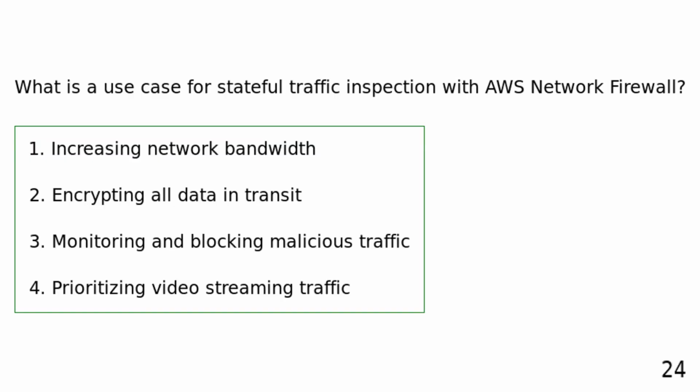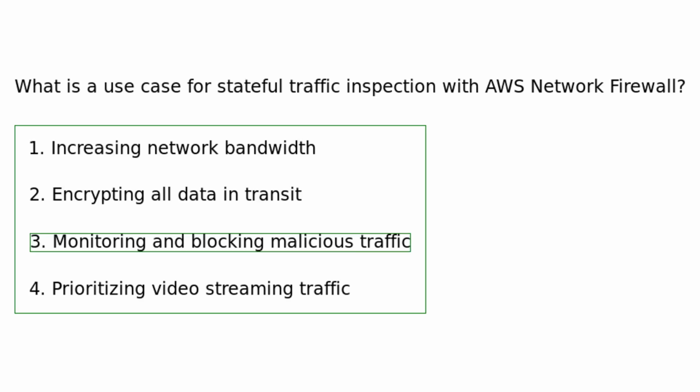What is a use case for stateful traffic inspection with AWS Network Firewall? Increasing network bandwidth. Encrypting all data in transit. Monitoring and blocking malicious traffic. Prioritizing video streaming traffic. Stateful traffic inspection with AWS Network Firewall allows for monitoring and blocking of malicious traffic for improved network security.